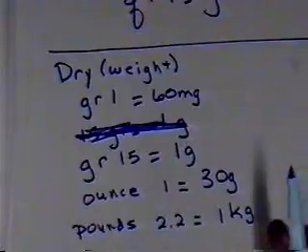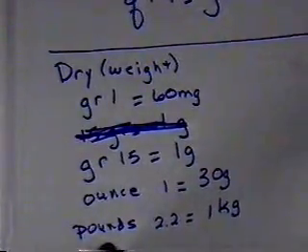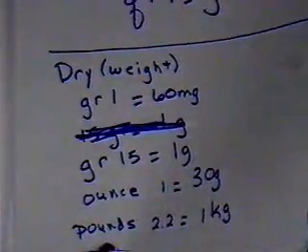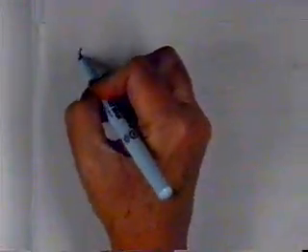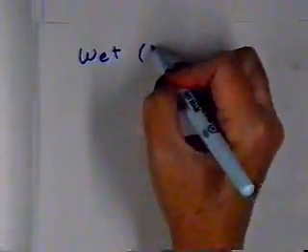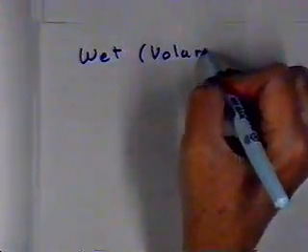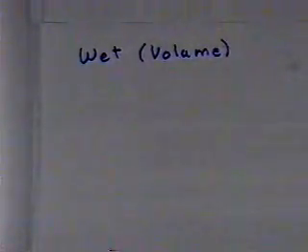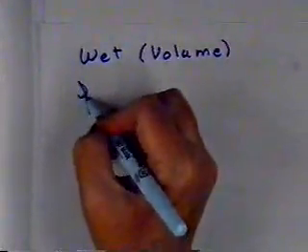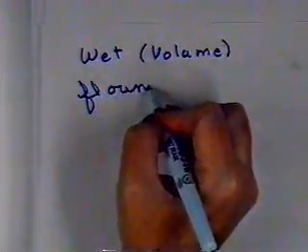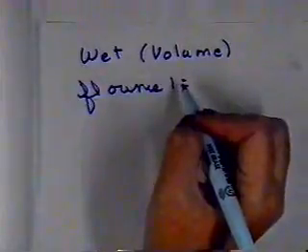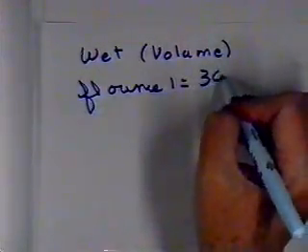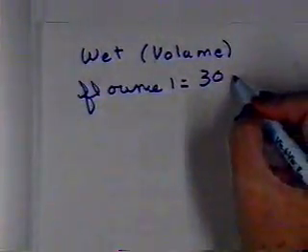Now, this is when we are measuring something dry. We're measuring weight. When we have anything that is wet, we're actually measuring volume. Wet says fluid ounce, 1 is 30 milliliters.